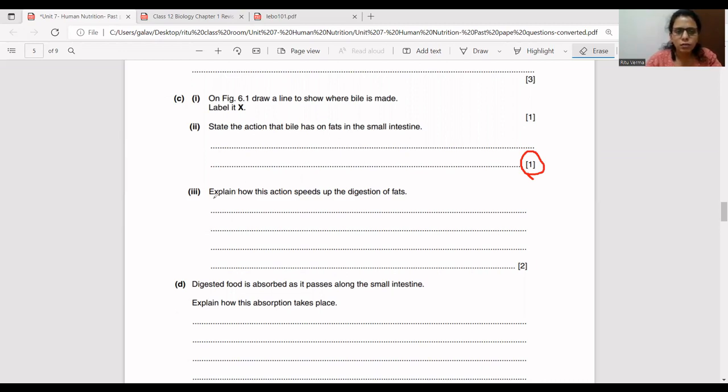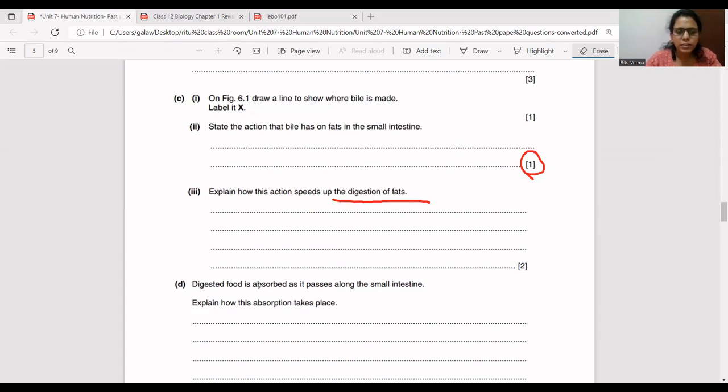Next question they have given is: explain how this action speeds up the digestion of fat. For this you can write that breaking down of larger globules of fat into smaller globules increases the surface area of the fat molecules. And as surface area increases, enzyme action speeds up. So the increase in surface area helps in faster action of lipase enzyme to break down fat into fatty acids and glycerol.